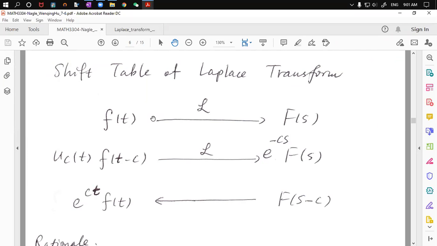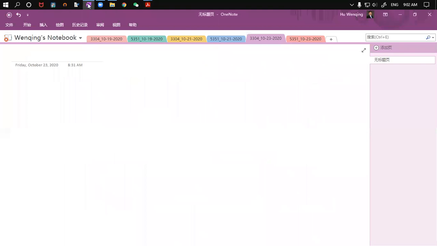which means that you are able to do either the ordinary shifts or the exponential shifts on either side of your Laplace transforms. So that means we have the following table, the shift table of Laplace transforms.